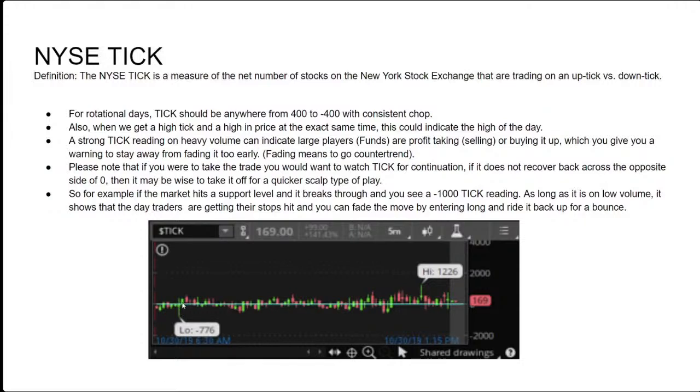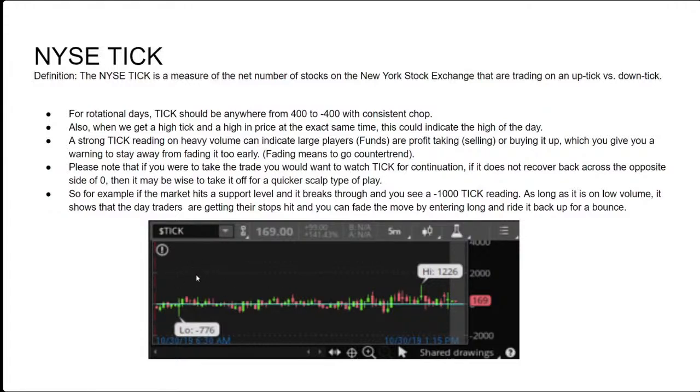And depending on how tick behaves, if it keeps holding above zero, perhaps printing significant values like plus 500, plus 800, plus 1000, that gives you a continuation. That gives you the confirmation to hold for continuation. So you could hold past the breakdown area.